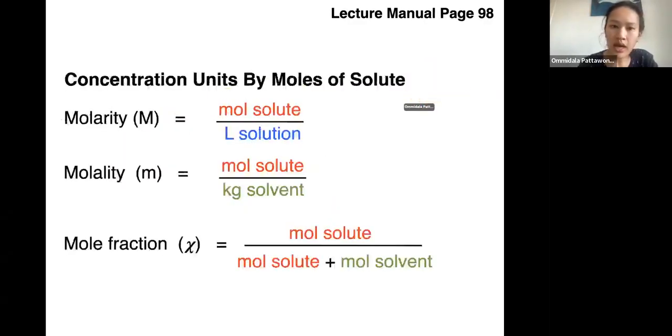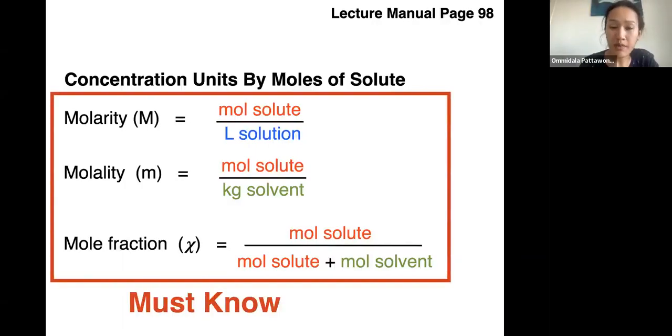The next thing we're going to take a look at is the concentration units by mole. So in this case, instead of using grams, we are going to convert that to mole. So we're going to look in terms of mole. So these are the three ones that you will need to know. You must know this, and you are going to use this throughout the whole sequence of chemistry. So let's take a look at the first unit.